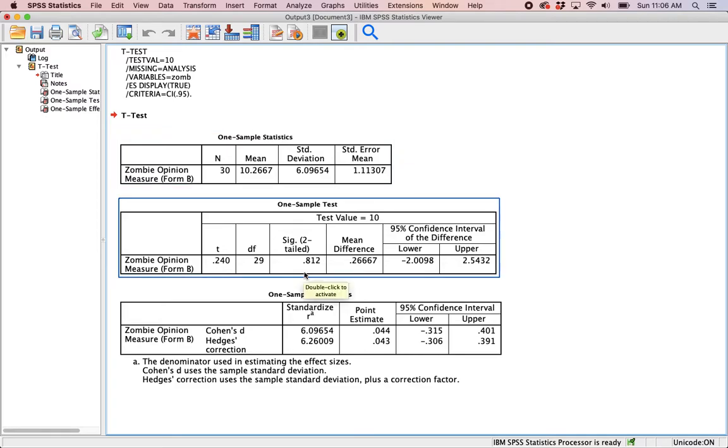And then really to get to the punchline, what we want to know is, is that a statistically significant amount? We are observing a difference between 10 and 10.2667, but is that mean difference of 0.2667 a statistically significant difference? And that's what this column tells us.